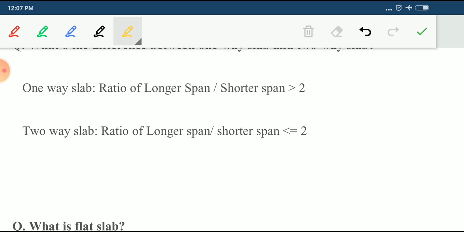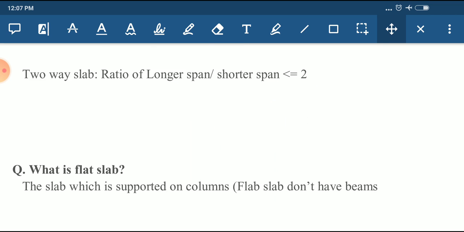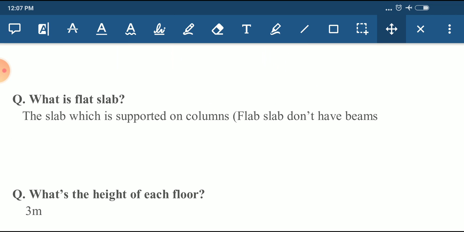One-way slab means the ratio is greater than 2. If longer span by shorter span is greater than 2, that is one-way slab. If it is less than or equal to 2, that is called two-way slab. Okay, next. What do you mean by flat slab?